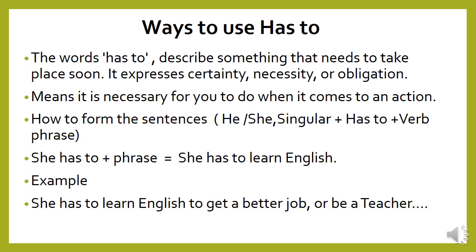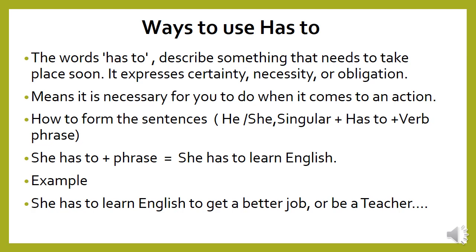Ways to use has to. The words has to describe something that needs to take place soon. It expresses certainty, necessity or obligation. It means it is necessary for you to do an action. The way we are going to form the sentence is by using singular he or she plus has to plus verb phrase. She has to plus phrase.